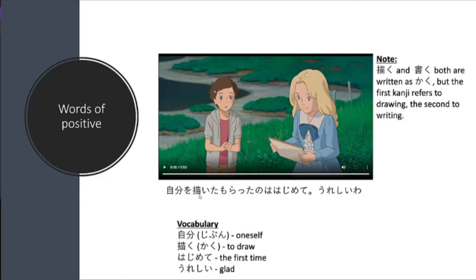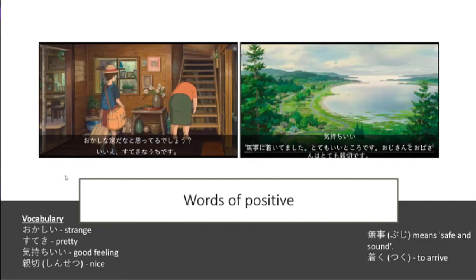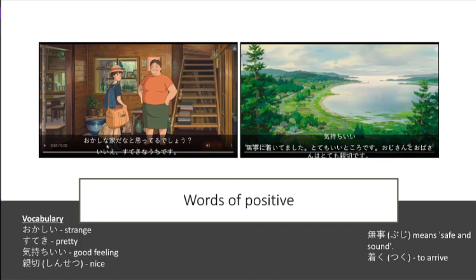You'll notice that I've used kaku. There's two kaku kanji, which are both written as kaku, but the first kanji more refers to drawing, which she's got a notepad. But the second kanji refers to more like writing. So they're both the same kaku, which you won't notice in speech, but when you're writing, you can see there's different uses between the kaku. Again, some more adjectives. Okay, so okashi, which is strange, suteki, which is pretty, and then you've got here.